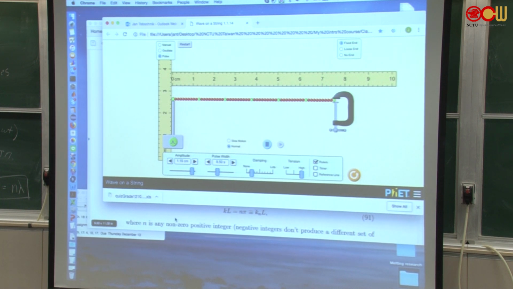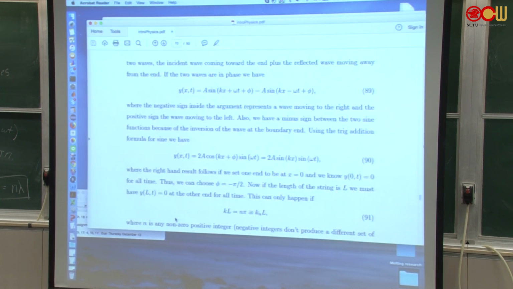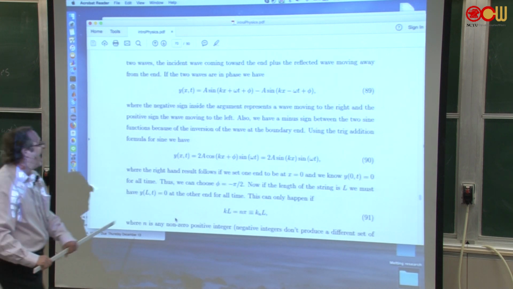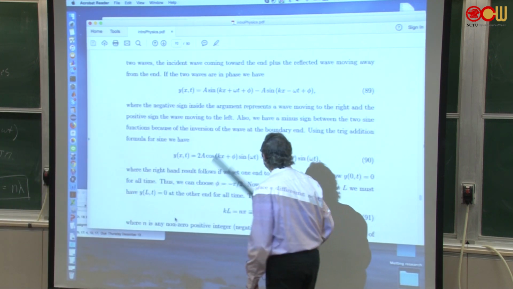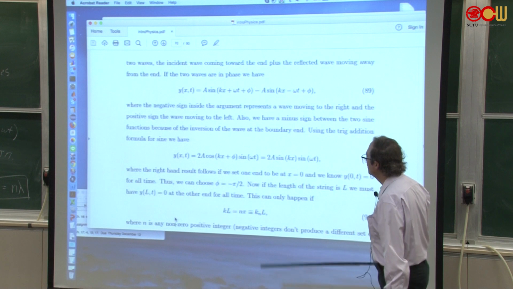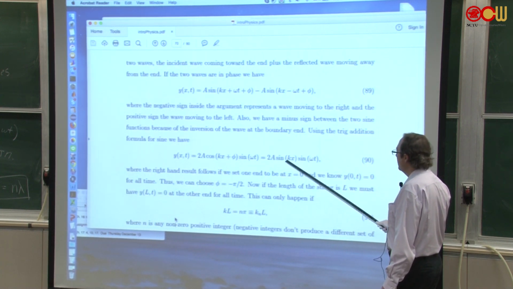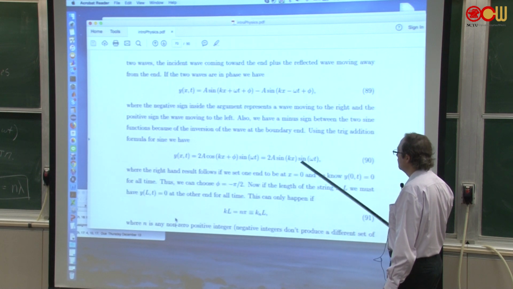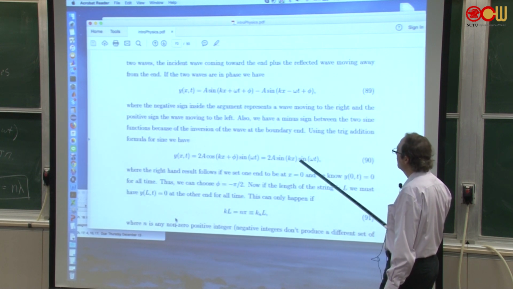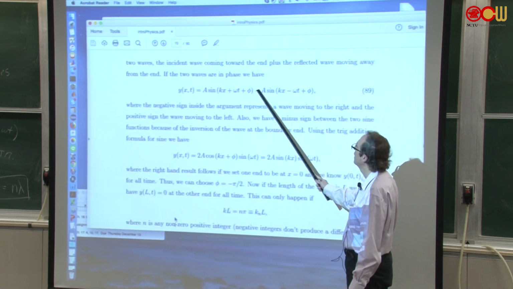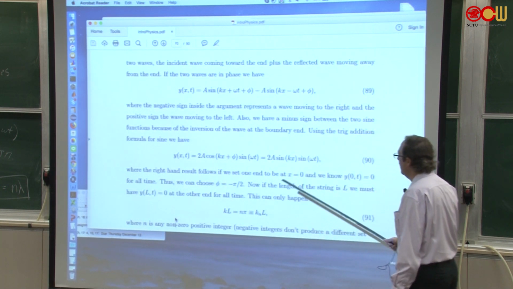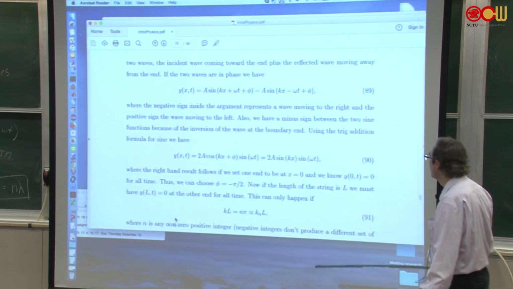Okay, now let's look at the math a little bit. All right, so we're adding these two waves together. Just like before, we get 2a sine kx sine omega t. We get a sine here instead of a cosine because of this minus sign here. But it's the same math as before.